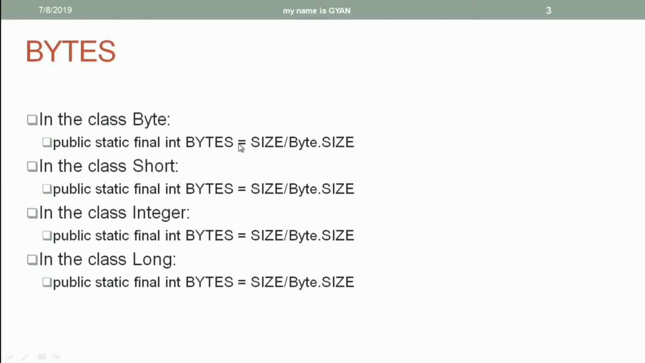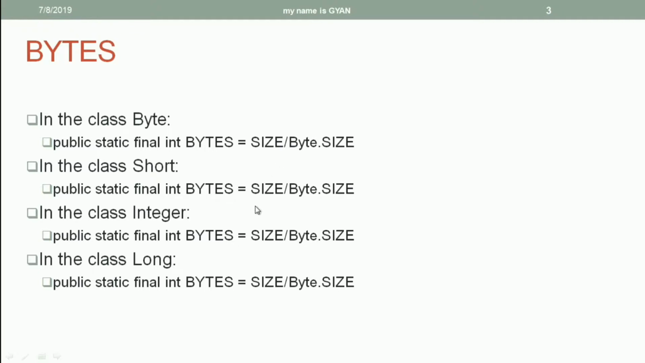We know that the value of the field SIZE in the class Byte is 8. Then we are accessing the field SIZE of the class Byte. Again it is 8. These two are the same variables. So 8 divided by 8 is 1. That's how in the class Byte, the value of the field BYTES is 1.